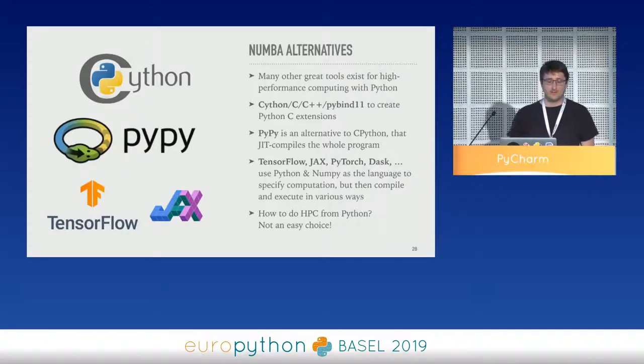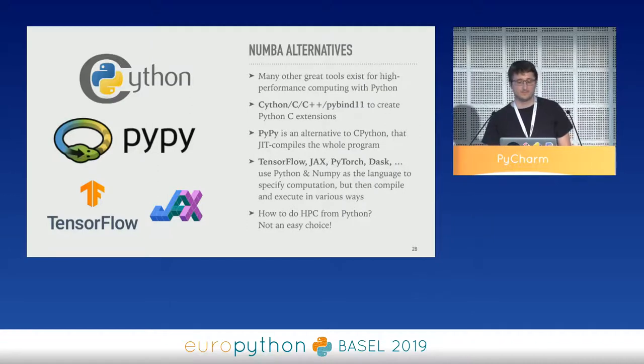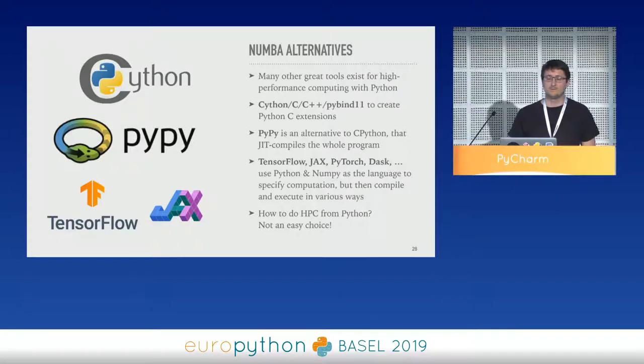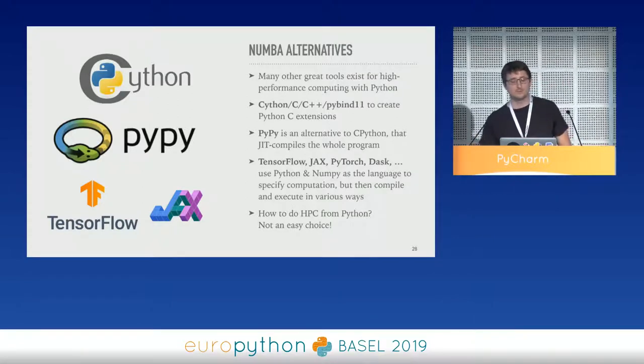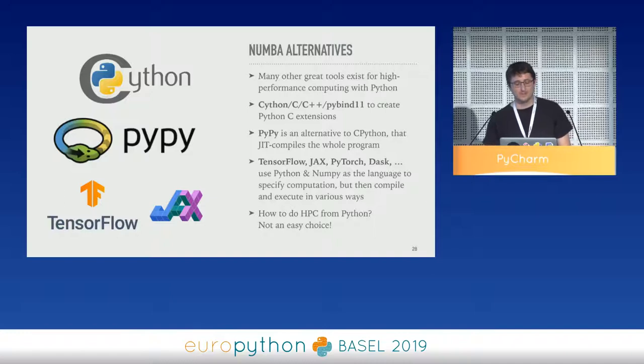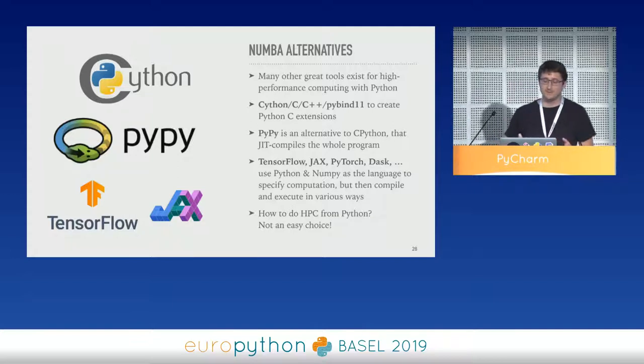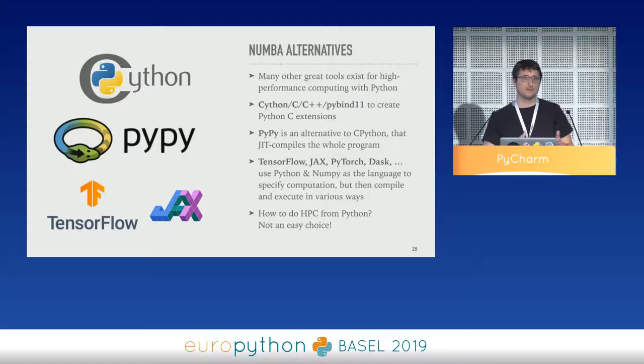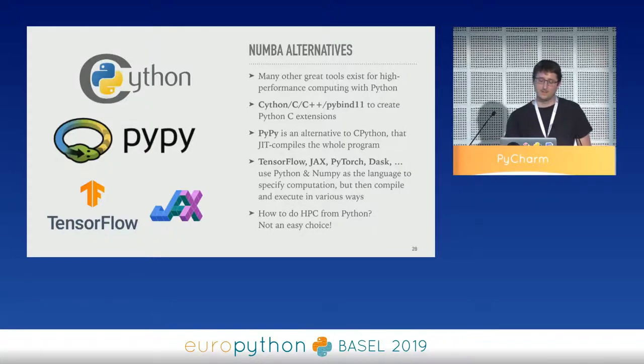Other Numba alternatives: Cython is great, and there are many other great tools for high-performance computing in Python. You have Cython, C, C++, and pybind11 if you want to go the Python C extension way. There's PyPy, which is an alternative to CPython that JIT compiles the whole program. And then you have all of these modern things like TensorFlow, JAX, PyTorch, and Dask, that, similarly to Numba, also use Python and NumPy mainly as the language to specify what kind of computation should happen, but then do some kind of compilation and execute it in various ways. I don't have time and also don't have the expertise to explain all of the differences, how JAX and TensorFlow and so on compare to Numba and how exactly they compile. But you have to make a choice there, and it's not easy, because there are many great libraries now available in Python.